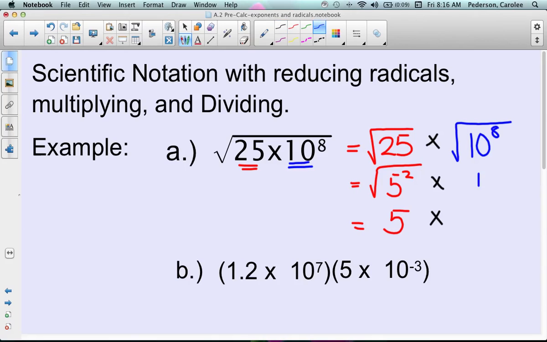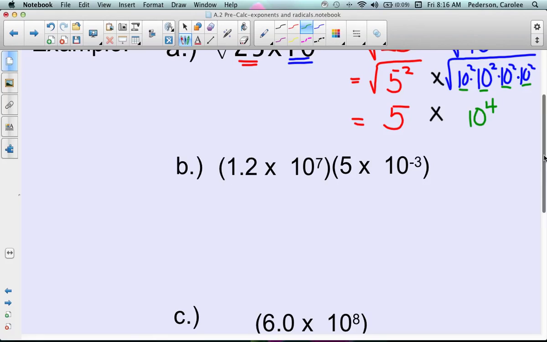Well, this is 10 squared, 10 squared, 10 squared, and run out of room here, 10 squared. How many pairs do I have? I have 1, 2, 3, 4. So this is 10 to the 4th. So my final answer then is 5 times 10 to the 4th. Or if you don't want it in scientific notation, you can rewrite it to decimal as 5, and then add on 4 zeros. 1, 2, 3, 4. And there's my final answer.